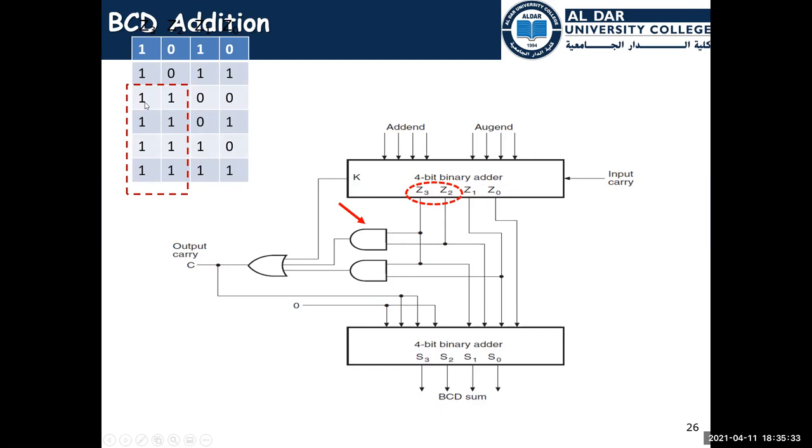This means we can use an AND gate between Z3 and Z2. Look at Z3 and Z2. This is an AND gate between Z3 and Z2. We can check for the invalid range from 15, 14, 13, 12. But we still have 11 and 10. How to check for 11 and 10? We have to check with different criteria here.